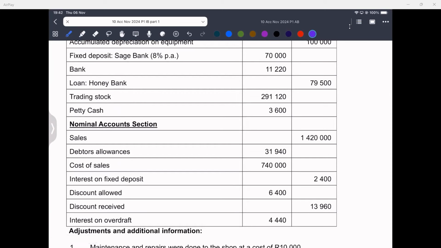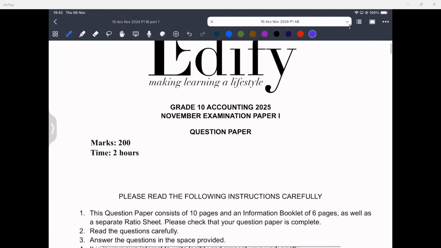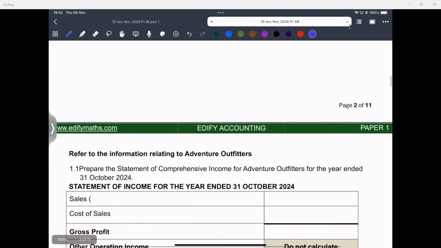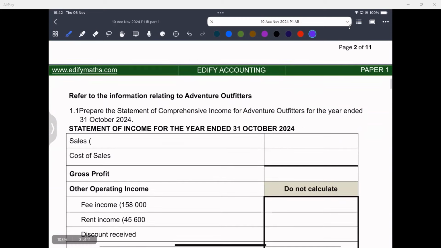I will start with sales. Sales amount is 1,420,000. Let me see if that has been recorded. Okay, I'm going to prepare the statement of profit or loss. We need to refer to the information relating to Adventure Outfitters, and we have to prepare the statement of comprehensive income for the year ended the 31st of October 2024, right? So it's all about income and expenses for that financial year, for that 12-month period.